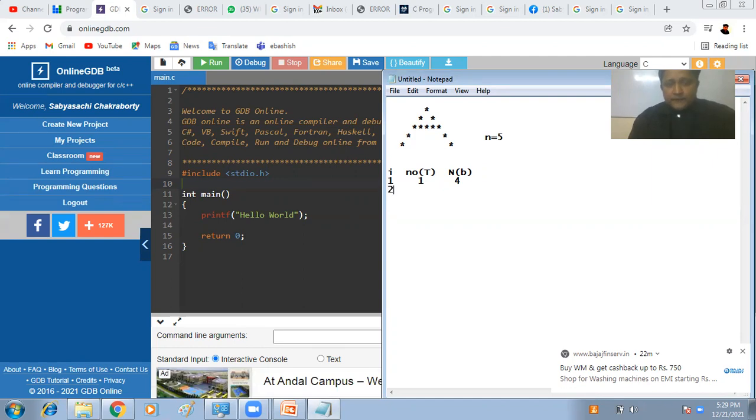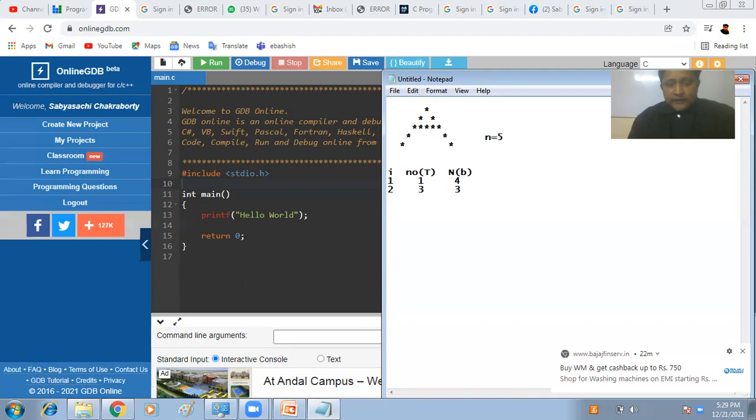Now for the second line, the number of points in the pyramid is 1, 2, and 3, where 2 stars are printed, and in between there is 1 blank. So 3 points are there in that particular triangle. And how many blank positions are printed in the second row? 1, 2, 3. 3 blanks are printed, so 3 spaces are printed.